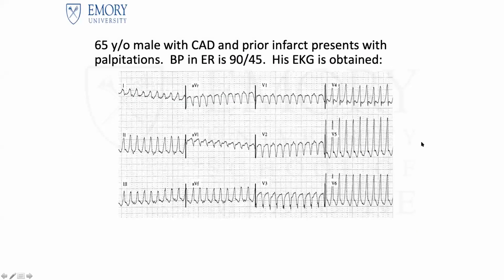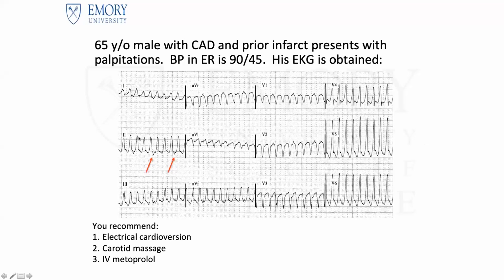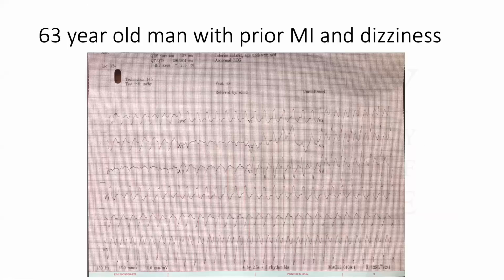So a person with coronary disease, prior infarct, comes in with a wide complex tachycardia. I don't think you need to pull out your notes on different criteria. This is VT until proven otherwise. And in his case, you see AV dissociation. Another one, a 63-year-old man with prior MI and dizziness.